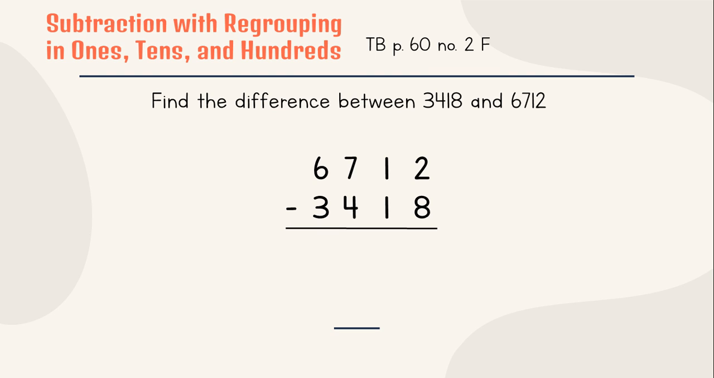Seconds. 4, 3, 2, 1. So 2 minus 8 cannot, borrow 1. So 1/10 there becomes 0/10, and 12 ones minus 8 ones equals 4 ones. 0 minus 1, or 0/10 minus 1, cannot. We need to borrow 100. So 100 or 10/10 minus 1/10 equals 9, and 6 and there. So the answer is 3,294.